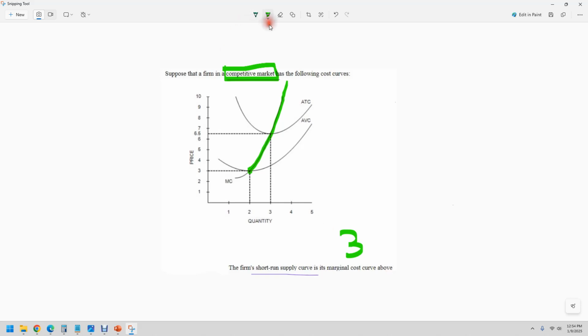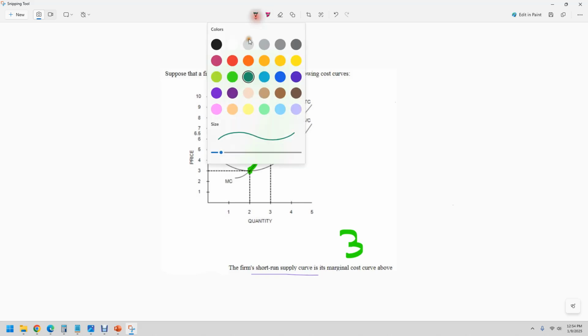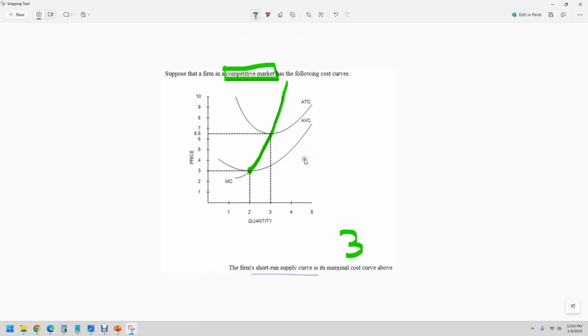Now, there's a longer answer that has to do with the shutdown rule. So if you hang in here, let's figure out why this is the shutdown point. The shutdown point comes from the assumption that the firm can't exit the market in the short run, or in other words, it's stuck in the market unless it completely goes out of business. This would be like a pool or a water park during the winter. They're not going to close down forever, but they're not going to stay open during the winter because they're not going to cover enough of their costs to make it worthwhile.